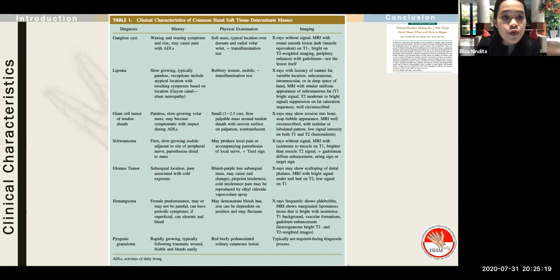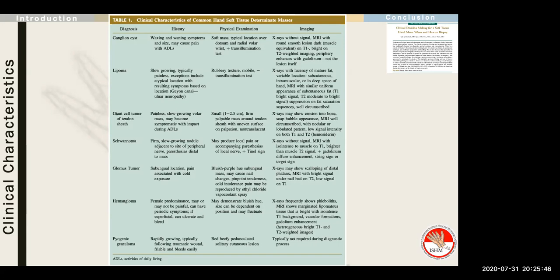As for a lipoma, if we consider it in the differential diagnosis from the ganglion cyst, it actually gives a negative transillumination test compared to the ganglion cyst. And the lipoma has a rubbery texture and is usually mobile compared to the ganglion cyst. And for the X-ray, they give the imaging.